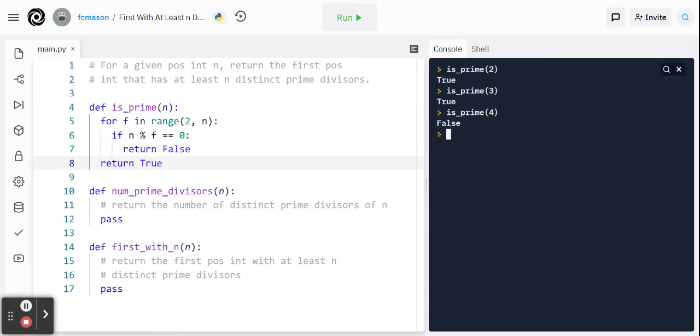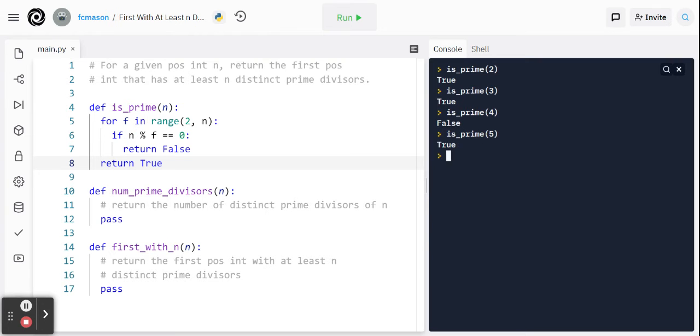Okay, so we had for f in range 2, 4, which is the list 2, 3. So on line number 6, we asked first whether that 4 was divisible by 2, and the answer was yes. So we returned false in that case. And of course, once we hit the return statement in a function, the function is done. So we returned false. How about a few more?